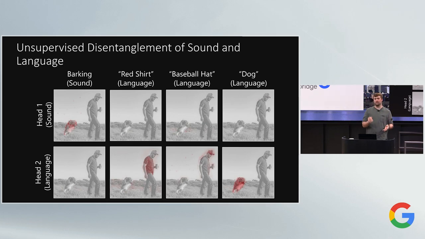And so it's going to light up when the dog barks, but it's not going to light up when you say the word dog. And head two, in comparison, in this particular seed, just decided to be the language head, and it's going to light up on things like red shirt and baseball hat and the actual word dog. And so this decomposition just happens naturally when you train it, which is a really delightful emergent property of these massive networks. And I'll caveat saying that we added a slight amount of regularization just so that these two things didn't light up at the same time, but that regularization didn't really rely on labels or anything like that.